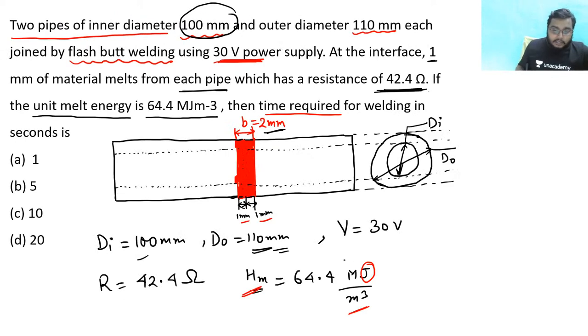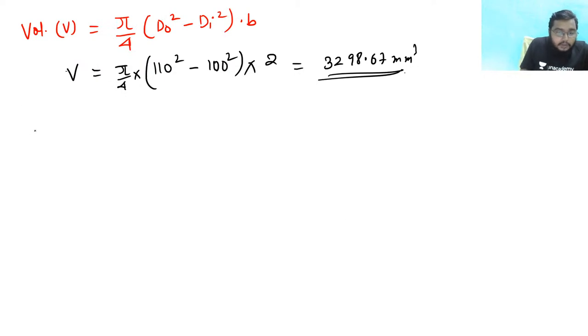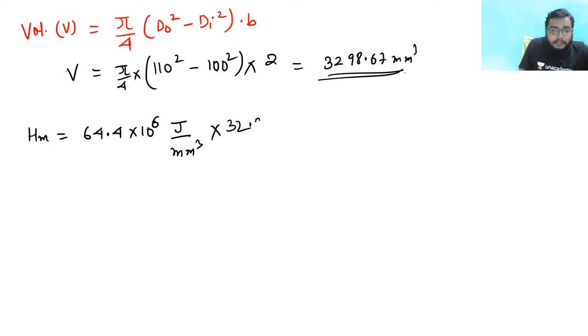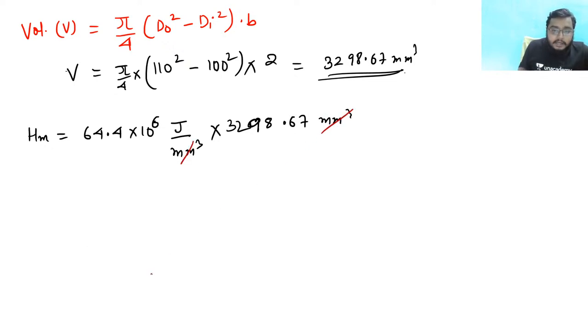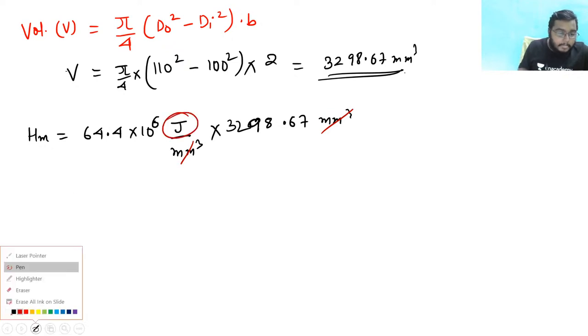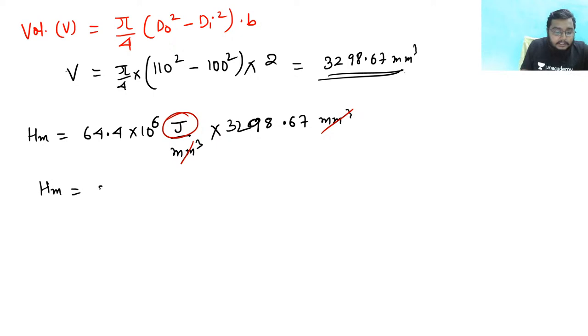What is HM? HM is 64.4 megajoule per meter cube. If I multiply it by the volume, then only the meter cube will cancel out. So HM would be 64.4 into 10 to the power 6 joule per mm cube, multiplied by this volume, 3298.67 mm cube. The mm cube will cancel out, so you will get the answer in joule. So HM you will get as 212.43 joule.